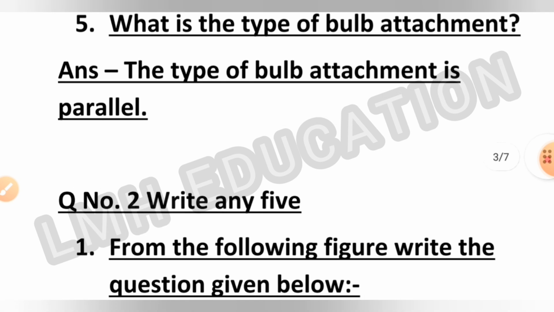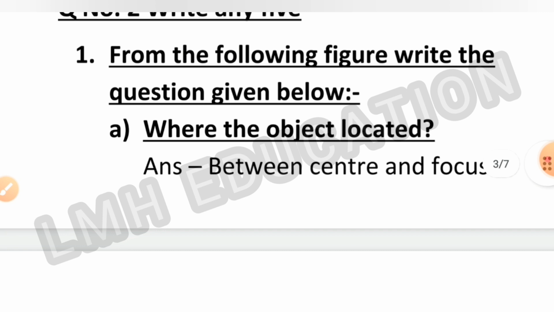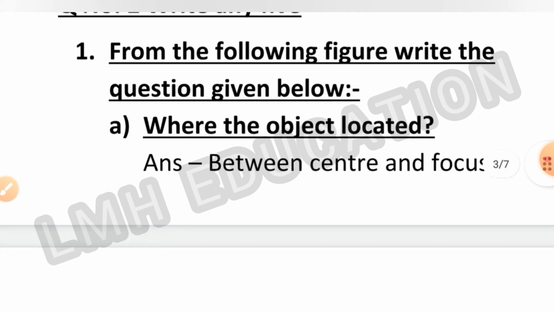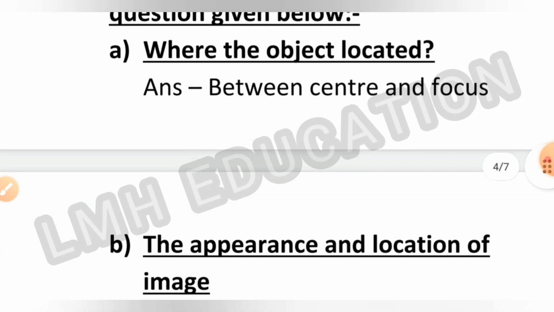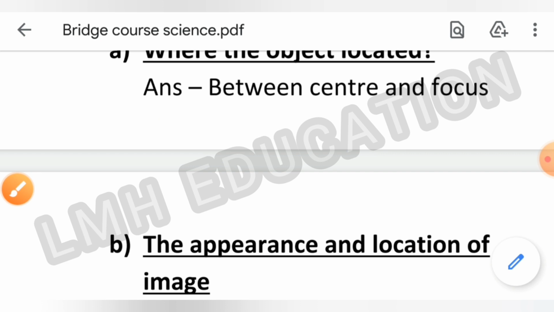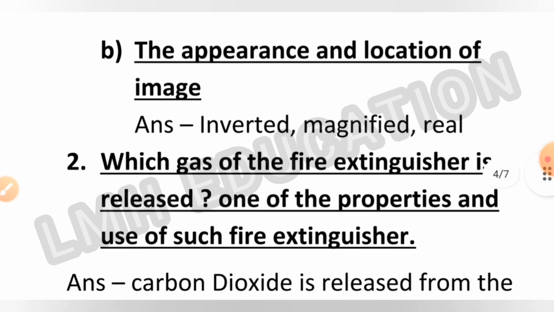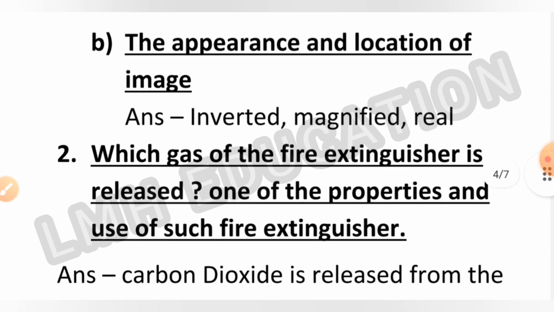Now, question number next is, in second part, you have to also write any 5 questions. So, we will start with question number 1. From the following figure, write the questions given below. Where object located? So, the answer is between the center and the focus. This is the answer, between the center and the focus. Next one is the appearance and the location of image. Inverted, magnified and real.